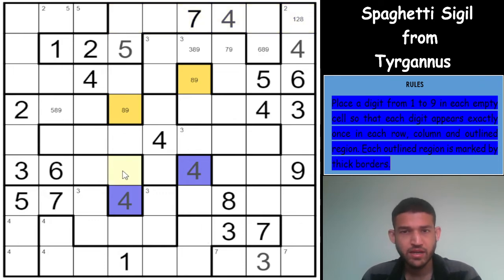Okay, let's look at this cell. 3, 6, 4, 9, 1, 2 and 5. This must be 7 or 8. Okay, if you look at these cells, they cannot be 3, 4, 6, 9 or 8. So they must be 1, 2, 5, 7. But 7 is in one of these two cells. So these are 1, 2 and 5. And 5 is eliminated here. So this is 1 and 2.